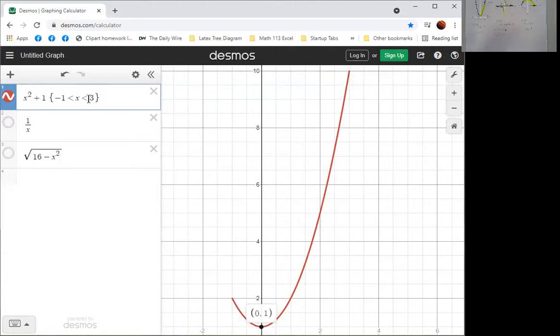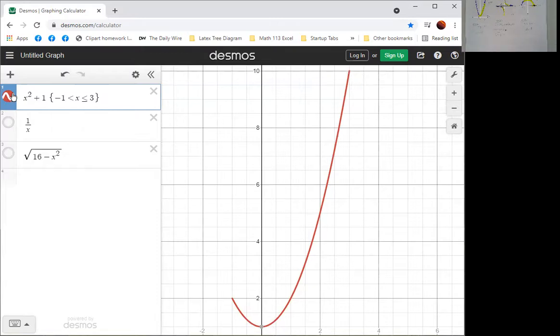All right, let me show you the difference. If it was less than or equal to 3, then when I click up here, it'll actually tell me that that point is 3, 10. Okay, so our range here is going to be from 1 to 10. We'll come back and take a look at how that's written down on the paper.